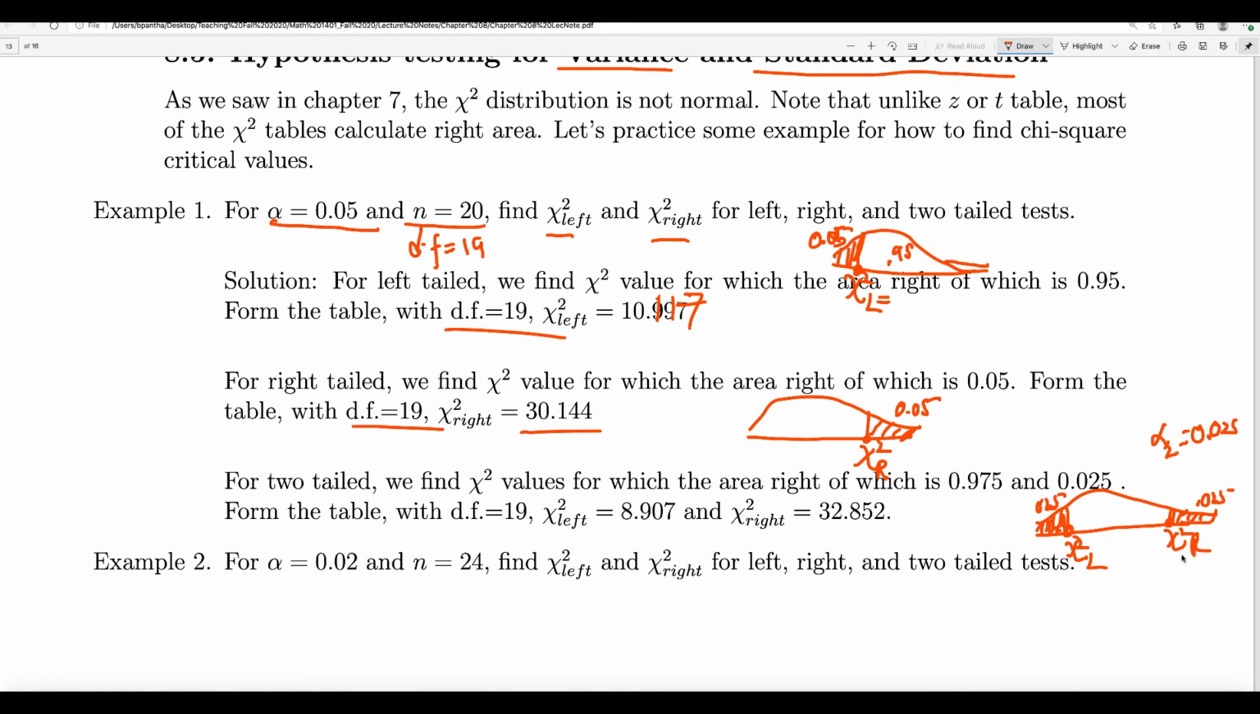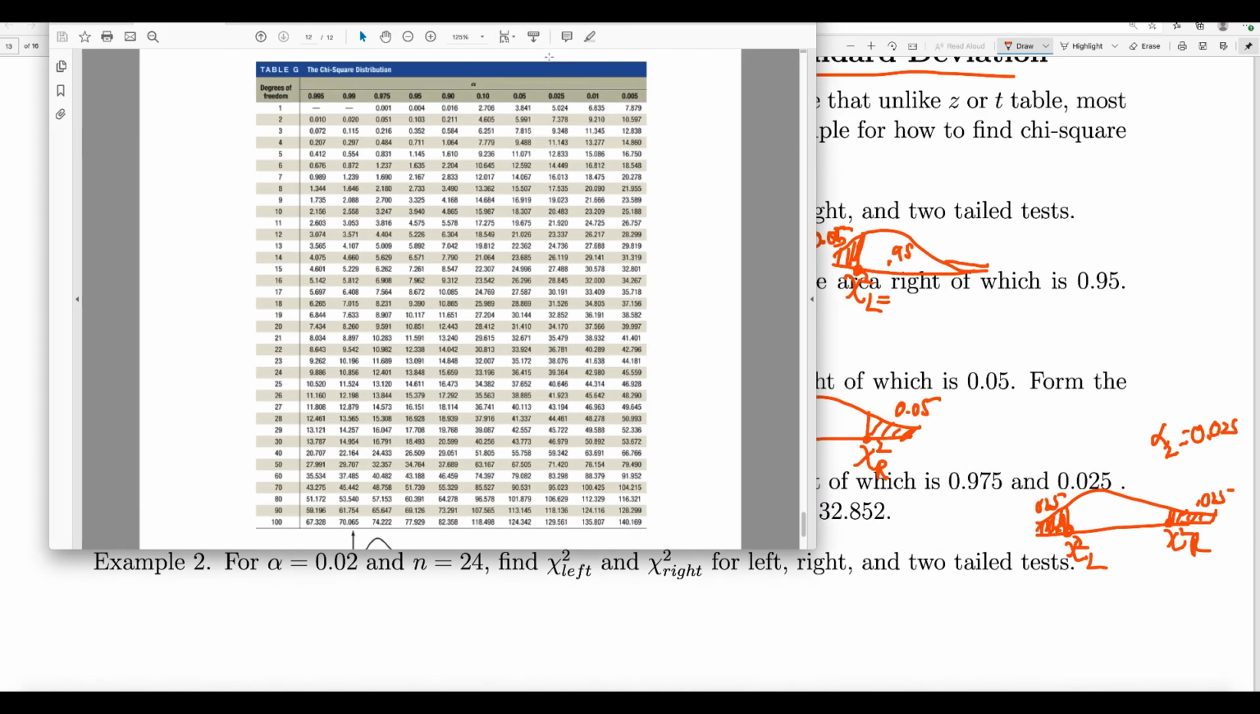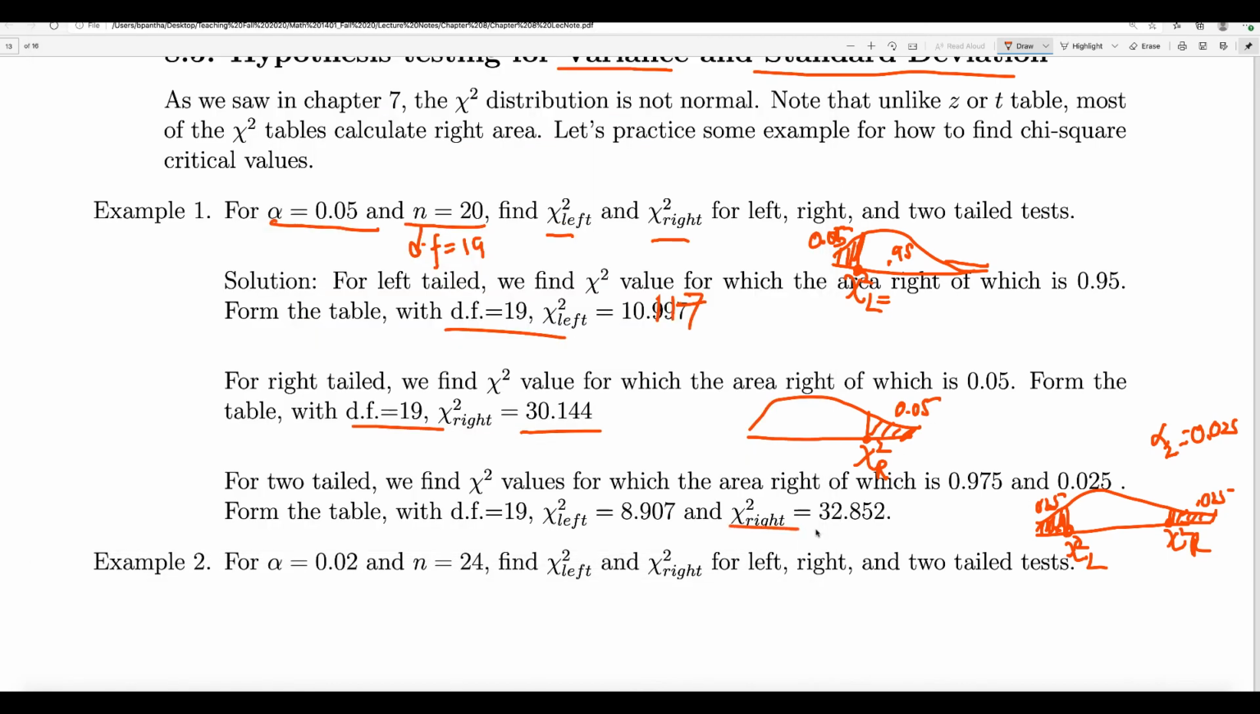So to find the chi-square right, you look at the column of 0.025, and the degrees of freedom is 19. Column of 0.025, degrees of freedom 19. You see that? This one is 32.852. Look at that. This is chi-square right.